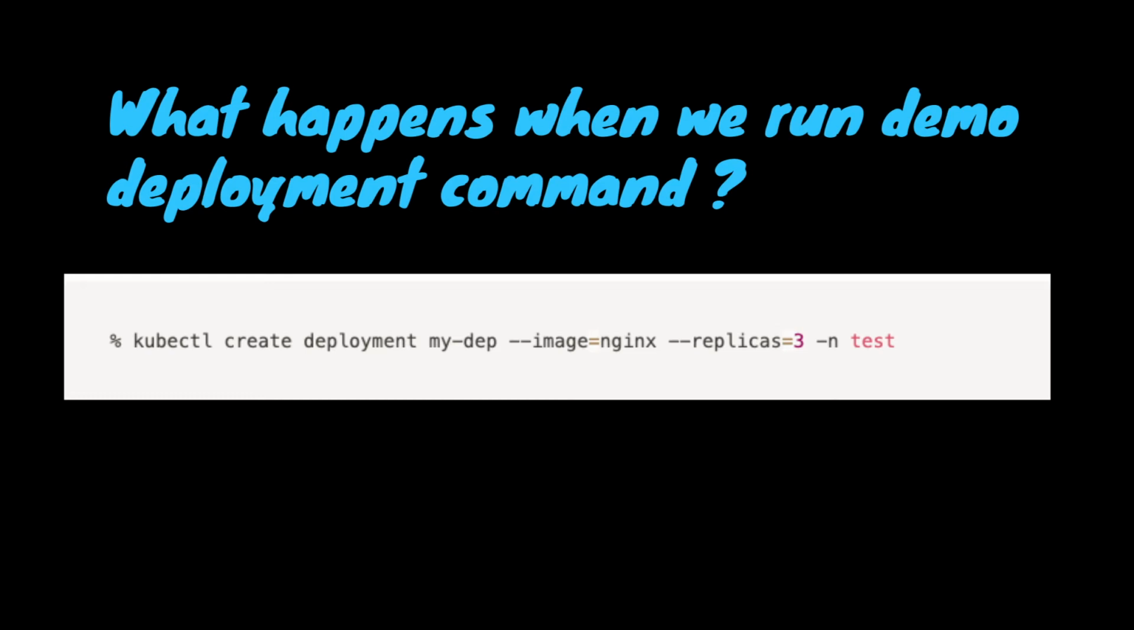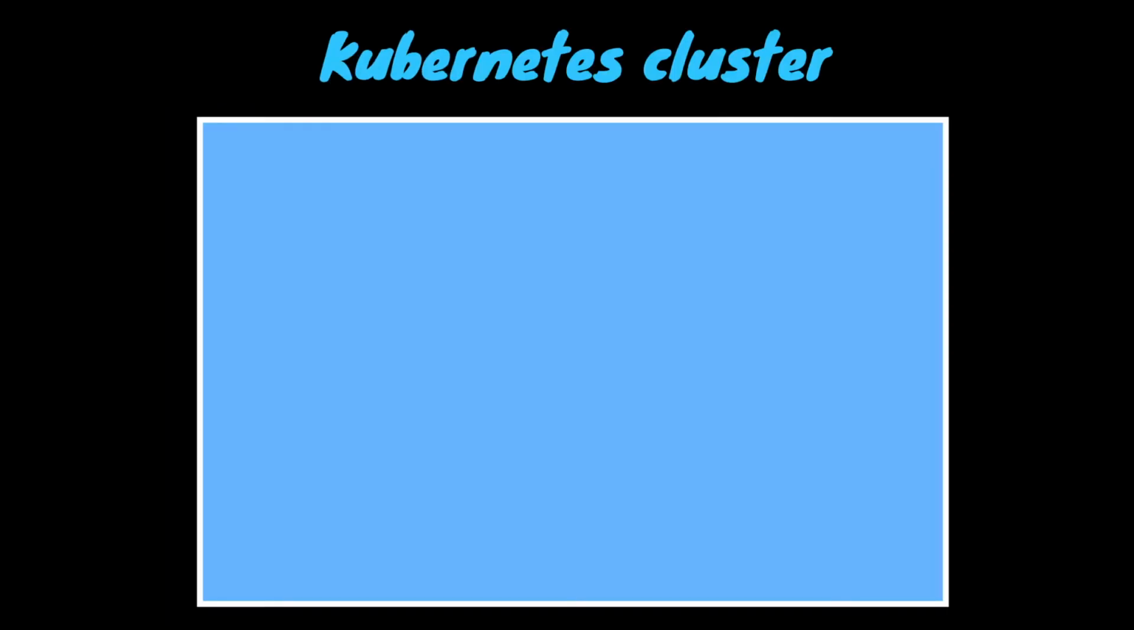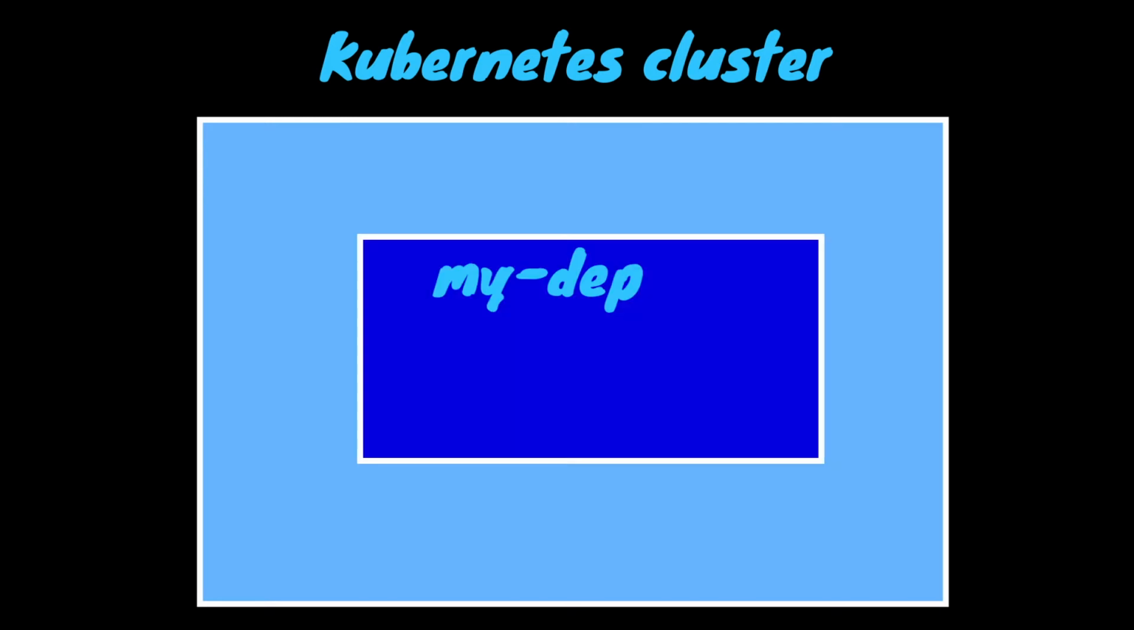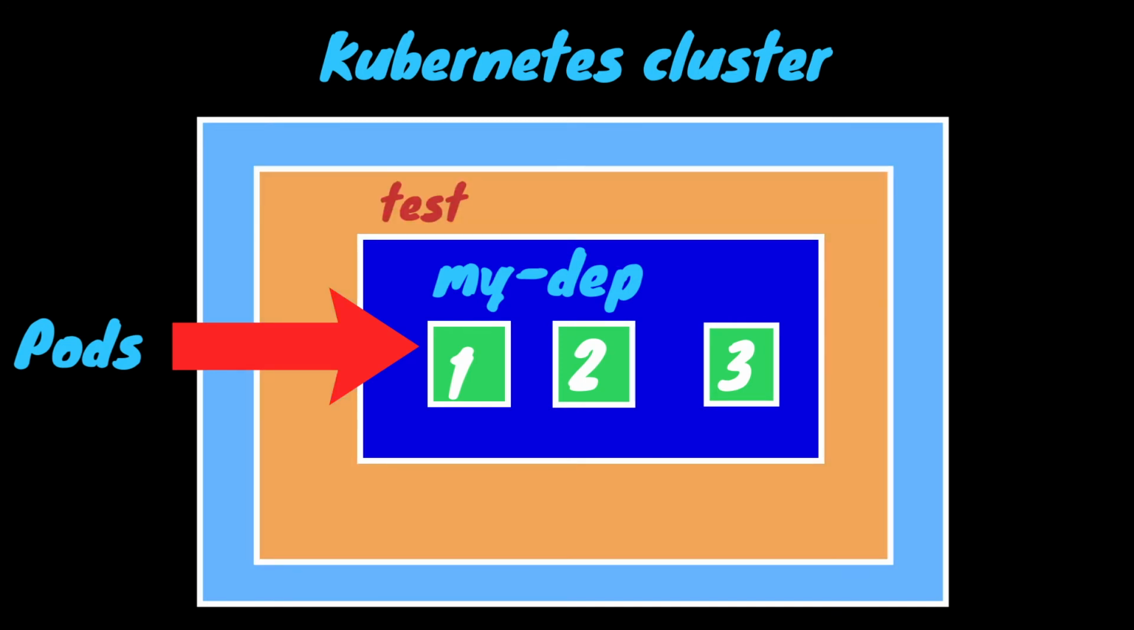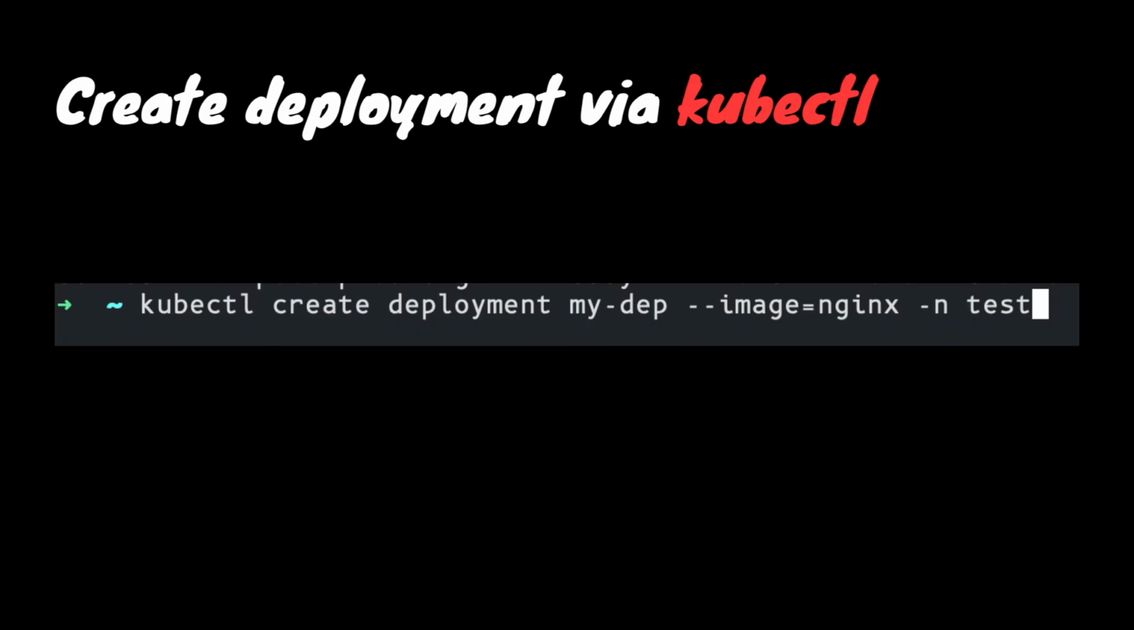To understand how Kubernetes deployment works, we will take an example of what happens when you type a demo command. Suppose I have a cluster and I want to deploy a deployment named my-dev and I want to run 3 replicas of Nginx container on test namespace. So to create the deployment, the kubectl command would look something like this.